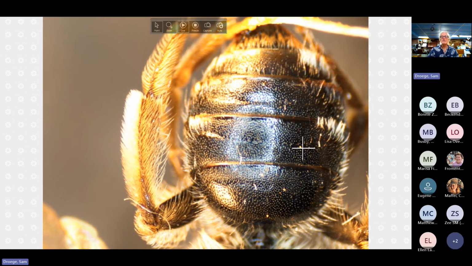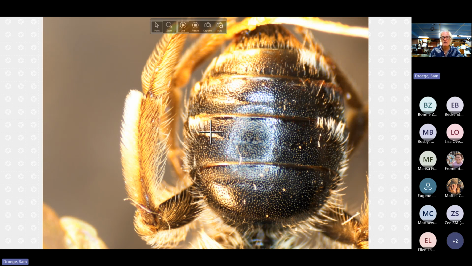So I did the abdomen first because again, I want to show a couple of the characters that define Trachandrena. And then we'll get into specifics that split Trachandrena apart. So here is the depressed area in Forbesii, which is roughly half or 0.6 or something.